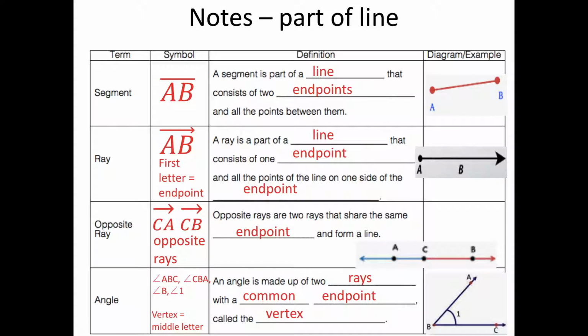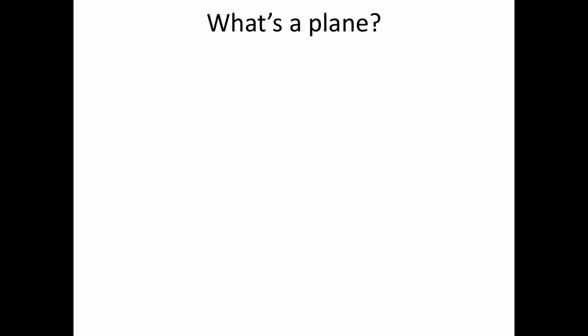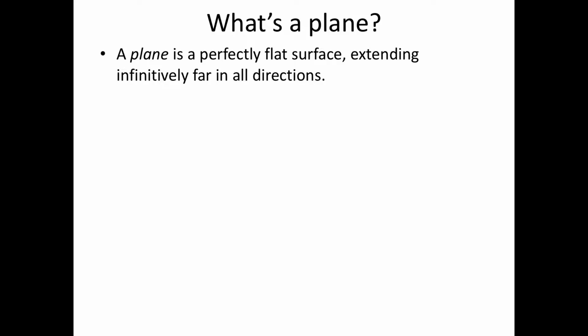Okay, so now we've talked about, so far, we said there are three undefined terms. The first is a point, exact location. The next is a line made up of infinite number of points, goes forever in both directions. Then a line has different parts. It can have a ray or a line segment. And now we're going to go to our final and third undefined term, which is a plane. And no, not an airplane, a different kind of plane. A plane is a perfectly flat surface extending infinitely far in all directions.